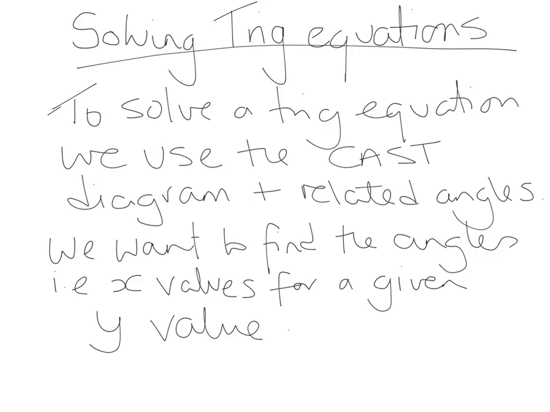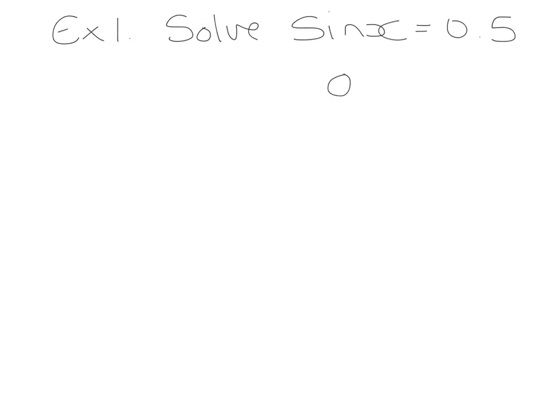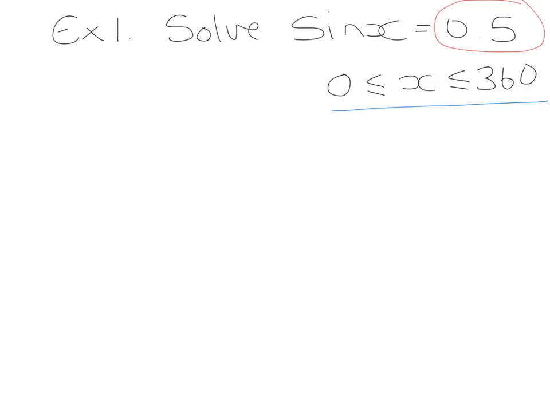And this video is going to have a look at a couple of different examples. Example 1. Solve sine x equal to 0.5. Okay, so the 0.5 here is the y value, and this part here we call the domain. So that tells us that our x values must be somewhere between 0 and 360 degrees.